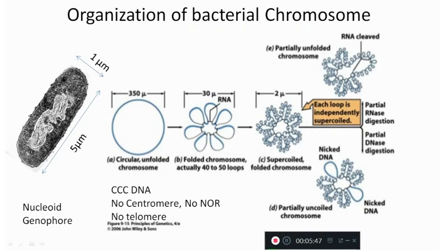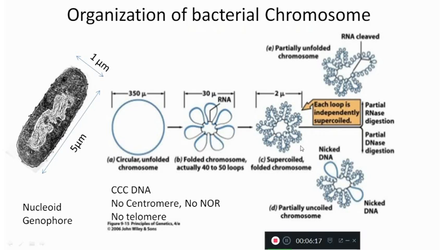So these loops consist of supercoils. If you treat this chromosome with a dilute concentration of DNase, that means if you partially digest it, then some of the loops get opened like this. Because each of these loops is double-stranded DNA and supercoiled. So if you cleave one of the DNA strands, then what happens?